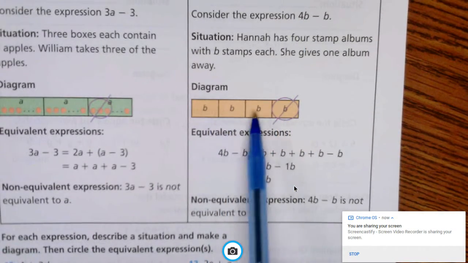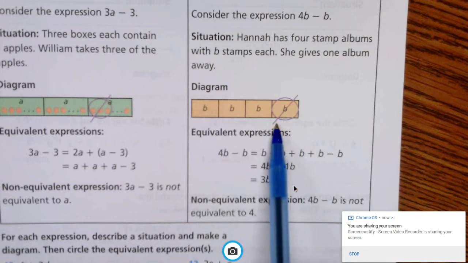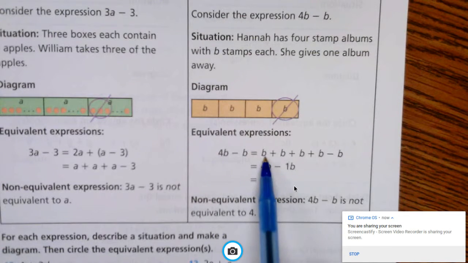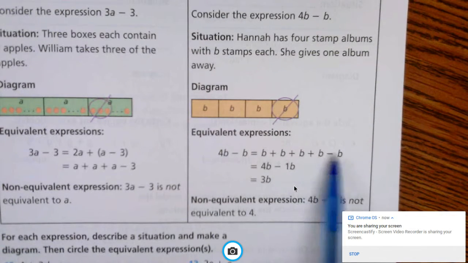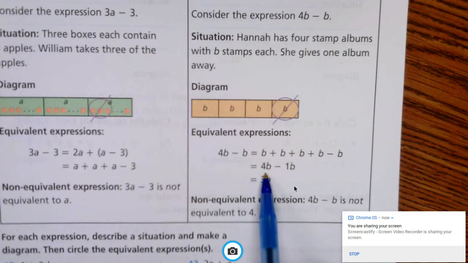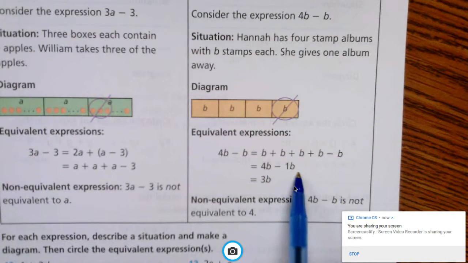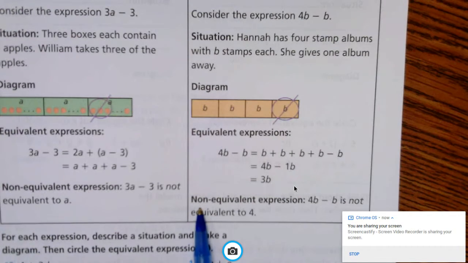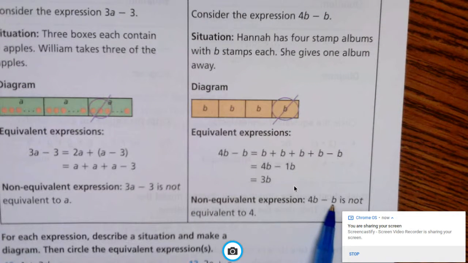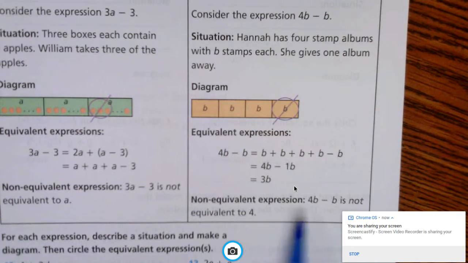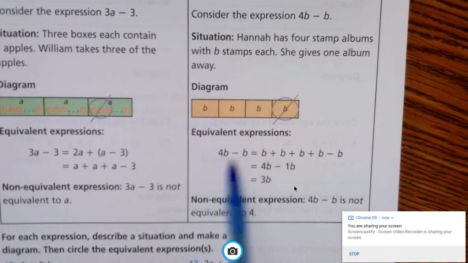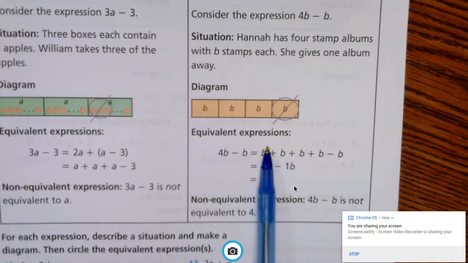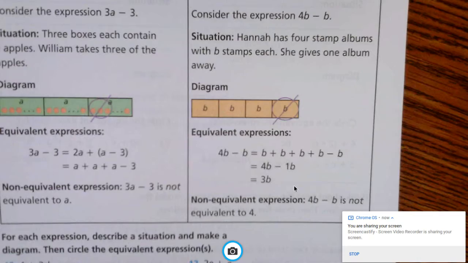So here we have B and B and B and B less 1. So 4B minus B is equivalent to B plus B plus B plus B minus a B. Or it's also equivalent to 4B minus 1B. It's also equivalent to just 3 B's, right? 3 times B. What's not equivalent is 4B minus B equaling 4. So 4B minus B is not the same as 4. You wouldn't ever write a 4 over here, because you have all these B's left.